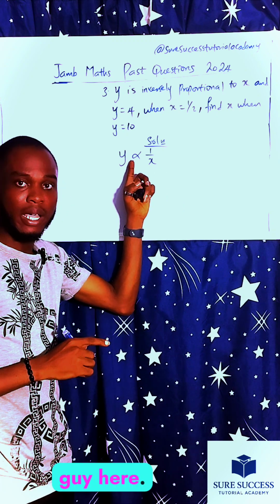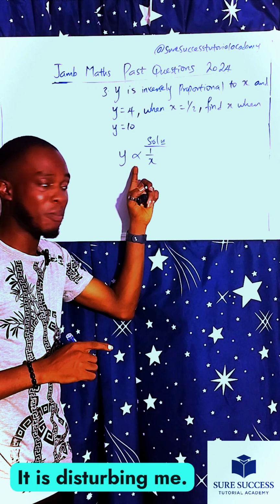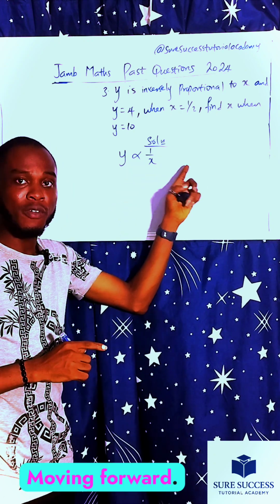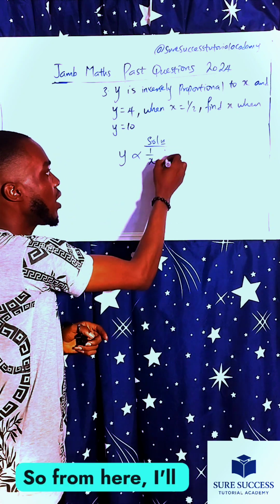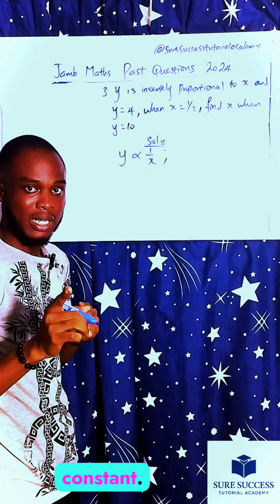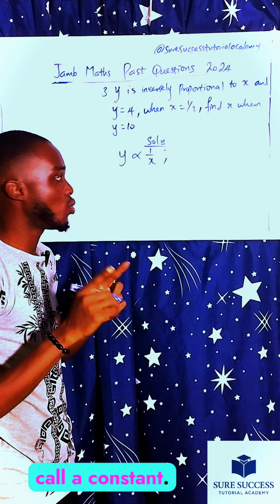I want to remove this sign here because it's an impediment. It is distracting me from moving forward. So how do I remove it? Look at the board. From here, I'll introduce what I call a constant. Are you with me? I'll introduce a constant.